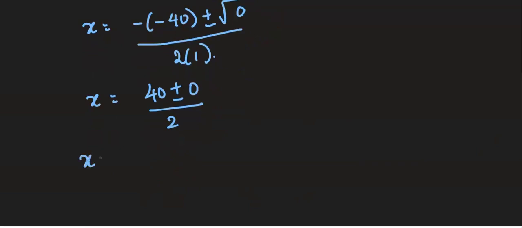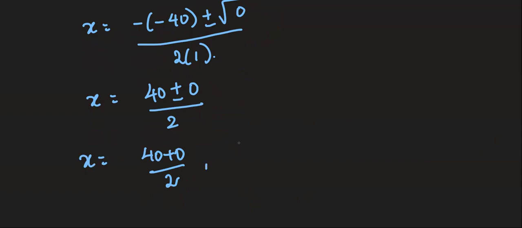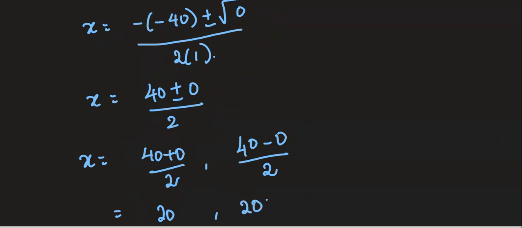So now two values of x will be, one is 40 plus 0 by 2. And the other value will be 40 minus 0 by 2. So 40 plus 0 by 2, obviously 40 plus 0 will be 40 only. So 40 by 2 will become 20 now. 40 minus 0 is also again 40. 40 by 2 will become 20. So now the x value will have 20 and 20.